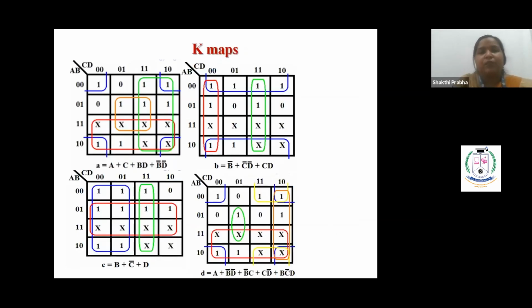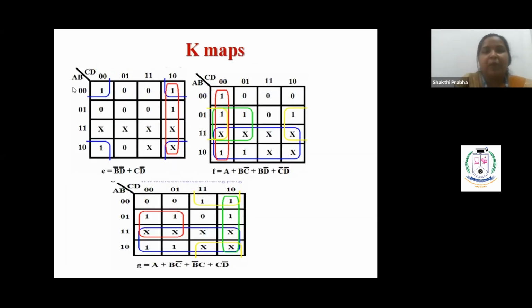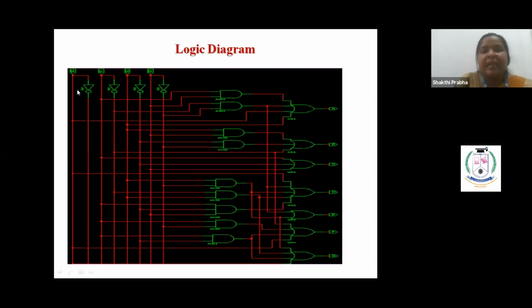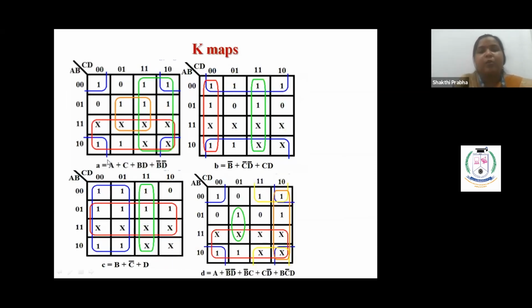A, B, C, D. So for these 4 inputs, I will be plotting A, B, C, D, and the NOT gate gives you the complement. If A equal to 1, your A bar will be 0. And for that, you will be plotting the value. So check with the first one, A plus C plus BD plus D bar D.